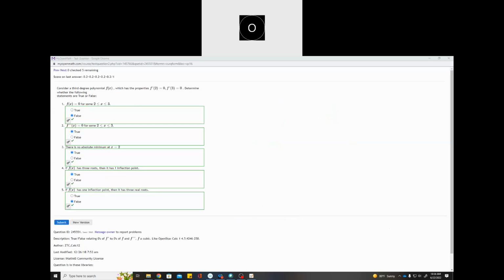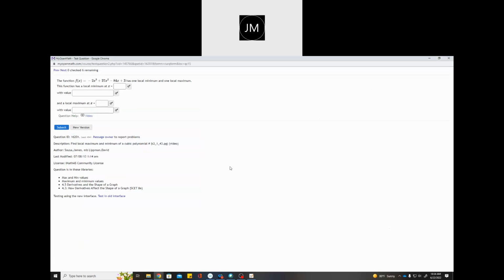All right. Let's look at section 4.5, question 15. The function f of x equals -2x cubed plus 27x squared minus 84x plus 3. It has one local minimum and one local maximum. Find those. Okay, so to find local mins and maxes, we want to find the critical points. So we take the derivative. When I differentiate using the power rule, I get -6x squared plus 54x minus 84.